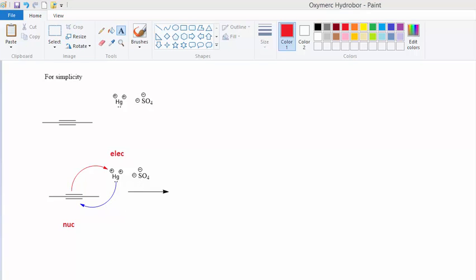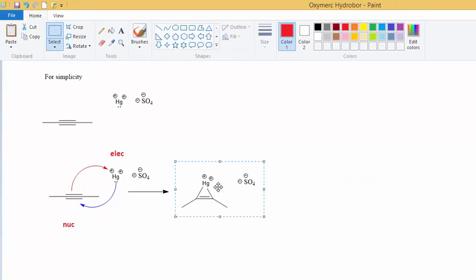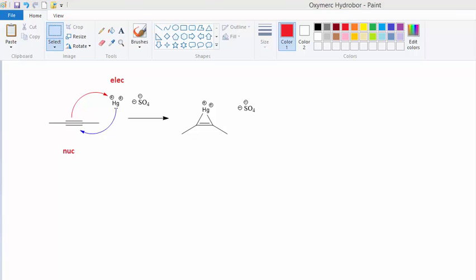Okay, and again, the reason why we're going to get a bridge when we form it is because mercury has a lone pair located in its 5d orbitals. So we get the formation of this bridgehead intermediate. Okay, and it's going to be identical to before.